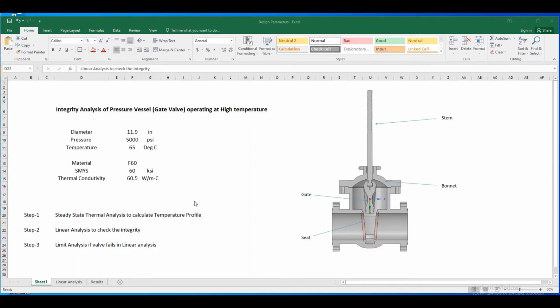Hello friends, in this video, I will discuss the linear analysis to check the integrity of the wall body as per API 6X and API 6A. I will import the temperature profile calculated in step 1 and use it to carry out the linear analysis. So I would advise everyone to please check the steady state thermal analysis performed in the earlier video for continuity's sake.